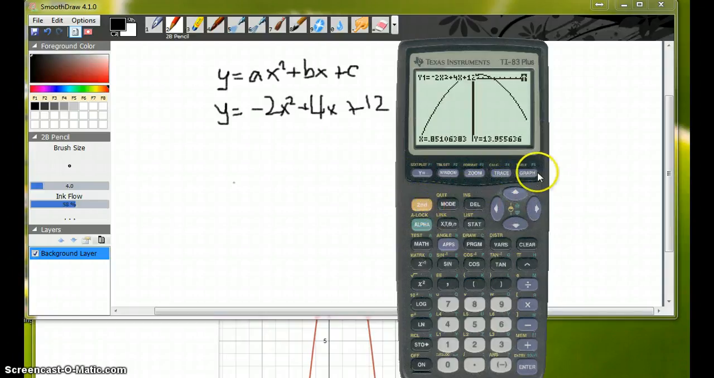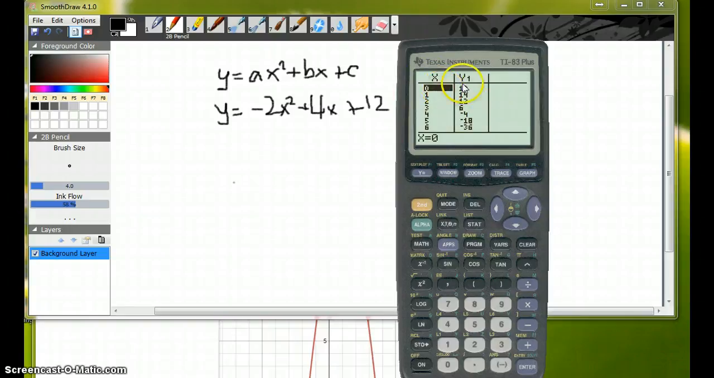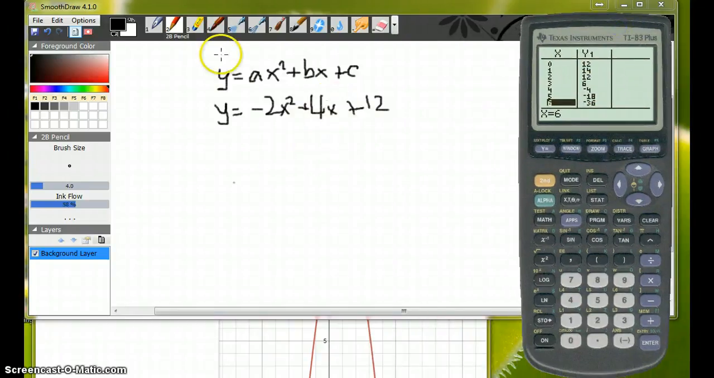You can also press second and then press table. Then you can tell what the y-intercept is, which is (0, 12). And the x-intercepts are when y is 0. So the x-intercept is somewhere between here and here. That's 1. And somewhere between here and here. Anyway, so let's do this algebraically.